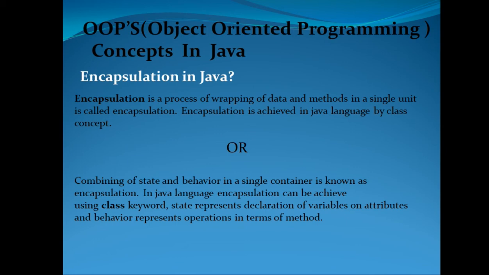Encapsulation in Java. Encapsulation is the process of wrapping data and methods in a single unit. Encapsulation is achieved in Java by the class concept, or combining state and behavior in a single container is known as encapsulation. In Java, encapsulation can be achieved using the class keyword. State represents declaration of variables or attributes, and behavior represents operations in terms of methods. So this is the important point of encapsulation. Please take note of this.